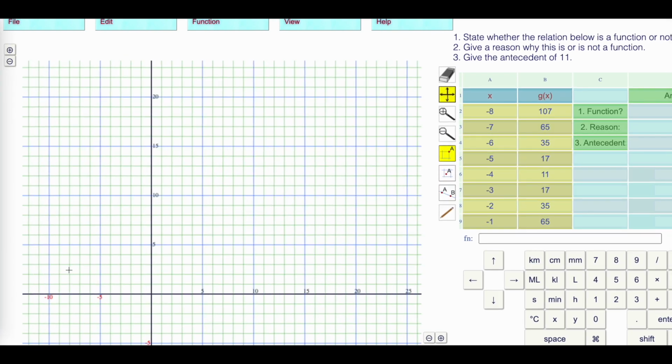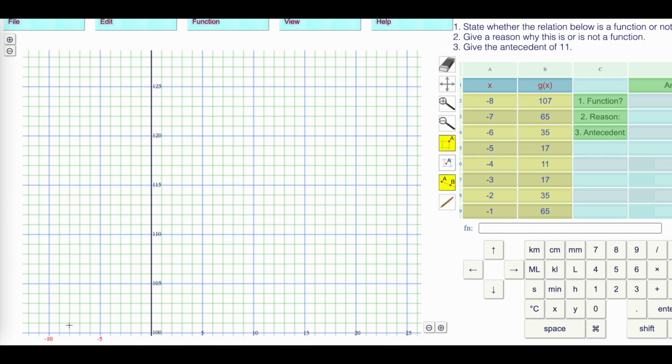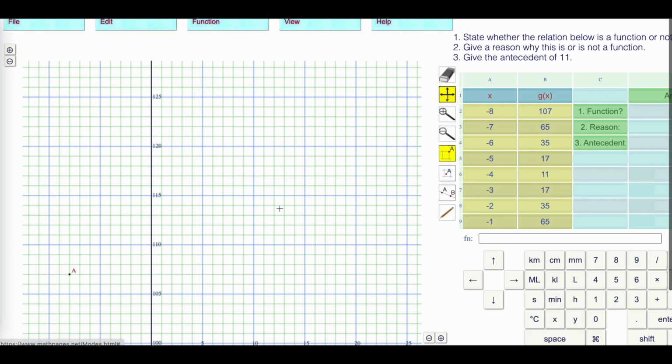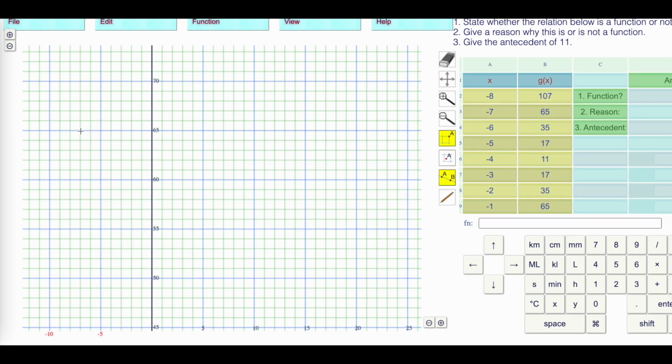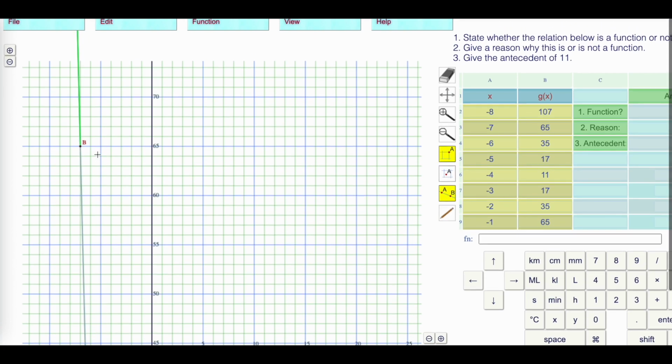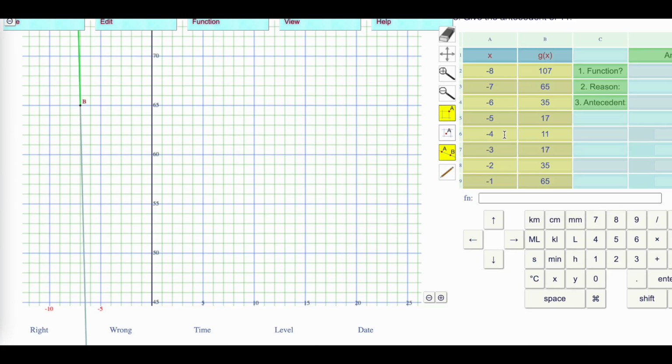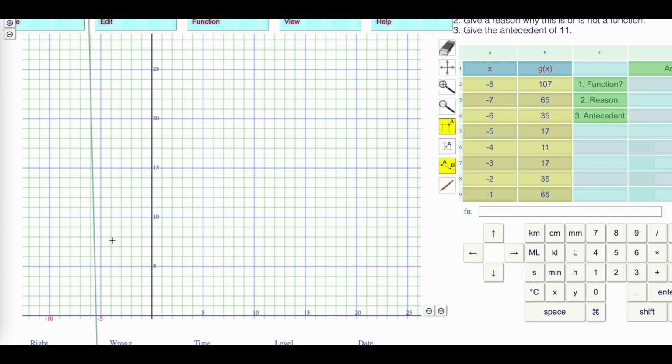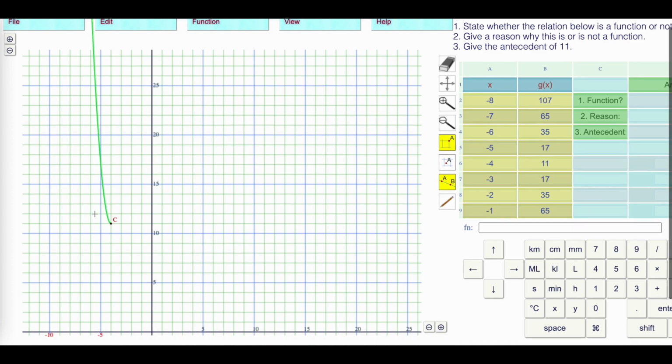-8. Here's your -8. We're going to shift this down till we see 107. -8, 105, 106, 107. Then -7, 65. -7, 65. -5, 67, 65. It's right there. Looks like a straight line. Go to -4, 11. -4, 11 is not on our line. It's looking like a parabola. If we went to -5, 17 there, then if we went to -3, also 17, that's a parabola for sure.